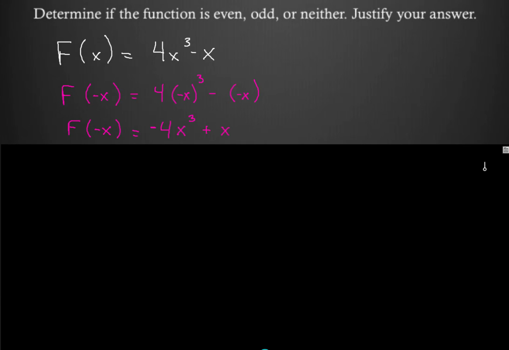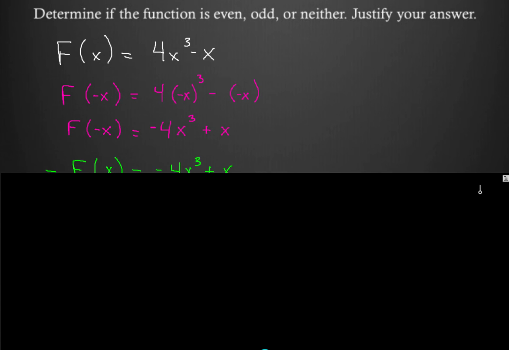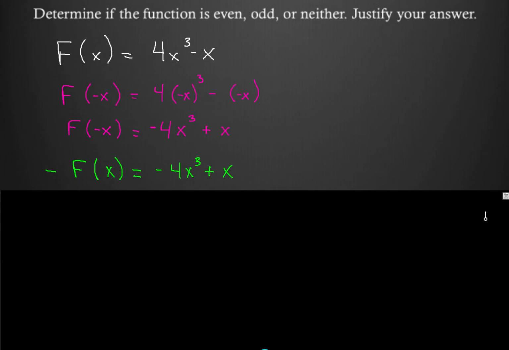Now notice, if you compare that to the original function, f of x equals 4x cubed minus x, every single term is the exact opposite. 4x cubed is the opposite of negative 4x cubed. The opposite of subtracting x is adding x. So now we have to do one more thing here. We've got to take the opposite of the original function. The opposite of f of x is just switching those two signs, so we're going to have negative 4x cubed plus x.